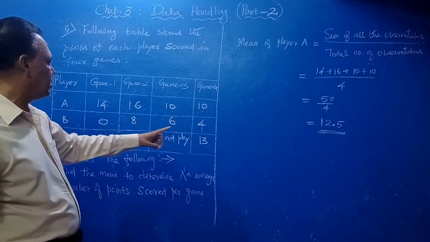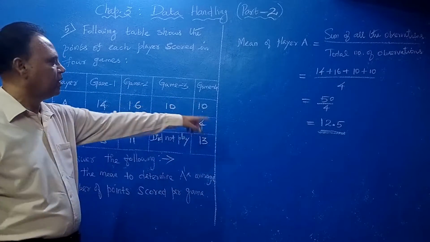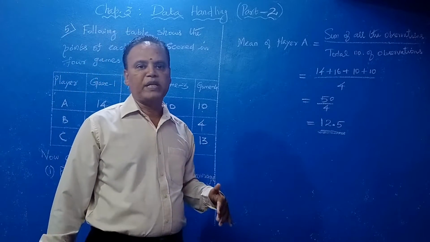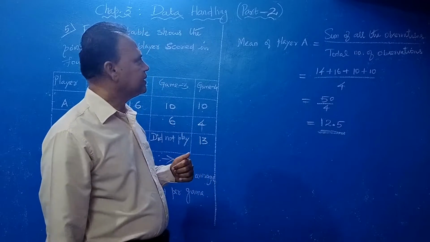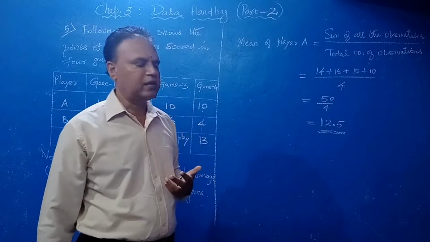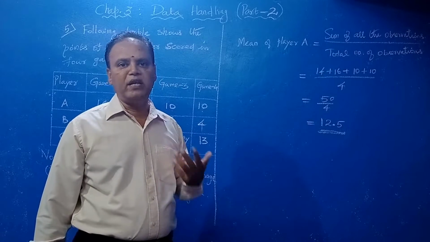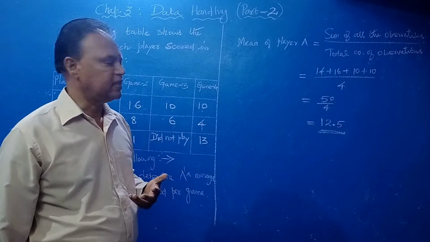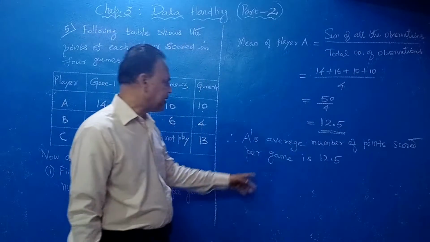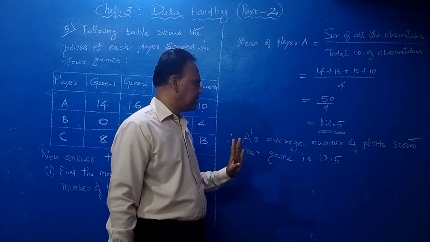That is the central value. Almost the central value between 10 and 16, 12.5 is the central value. Mean means central value. That is what we call a measure of central tendency. Clear? You have studied the previous part also. You have to remember and recall all this. What is a measure of central tendency? Mean is a measure of central tendency. In one more question they may ask. To write the answer: A's average number of points scored per game is 12.5. That is the mean.